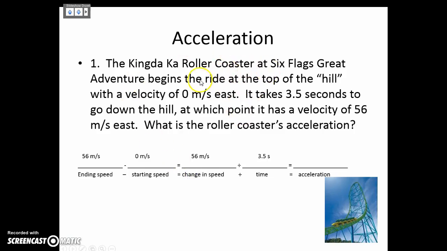Here's an example. We have a roller coaster. All right, it begins the ride at the top of the hill with a velocity of 0 meters per second. Remember, that's your starting speed. It goes in the second spot, 0 meters per second. It takes 3.5 seconds to go down the hill, so that's your time. That goes all the way over here after you've calculated change in speed. After those seconds, it has a velocity of 56 meters per second. So that goes in your ending speed. So we're going to do ending speed minus starting speed. 56 minus 0 is still 56, divided by 3.5. You can punch that into a calculator yourself and get the answer.